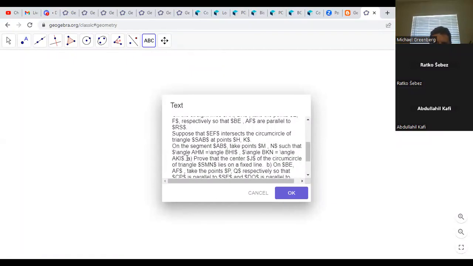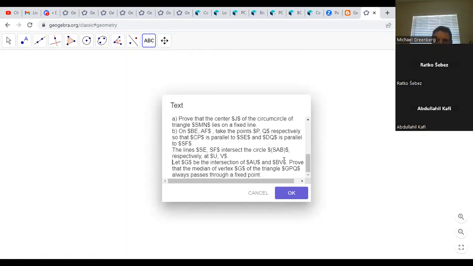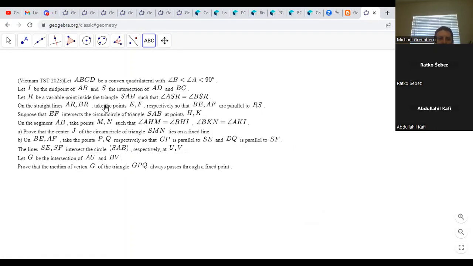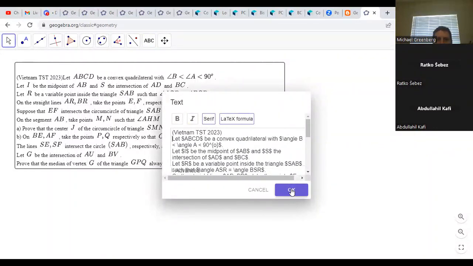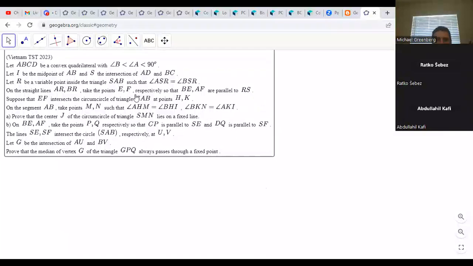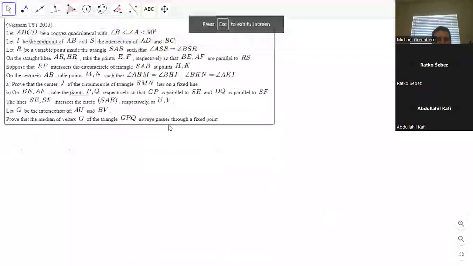This, and then this is part A. Part A is often trivial, but then part B is usually pretty difficult. So let's see what this looks like. It's a big problem.